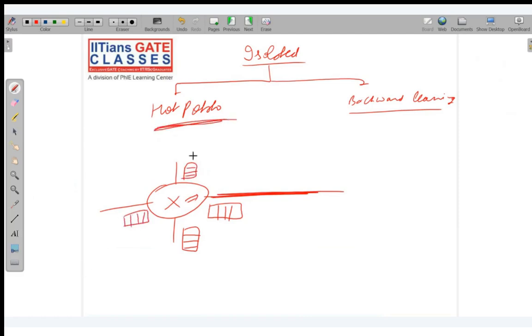As the name says, hot potato means if somebody keeps a hot potato in your hand, what will you do? You will just try to get rid of it. That is the scenario here. So this router will try to get rid of the packet as soon as possible. Forget about where it was going or where it was coming from. Without any analysis, the router will keep the packet in the smallest possible queue, so that it can get rid of the packet as soon as possible. This is known as hot potato routing.